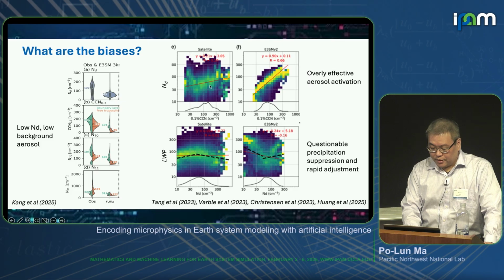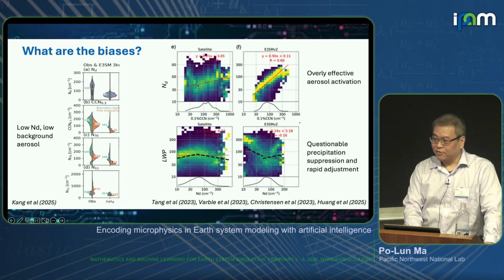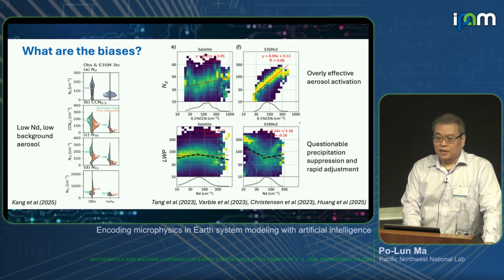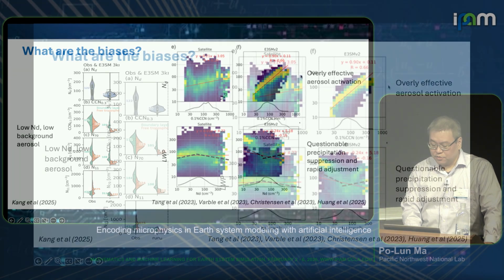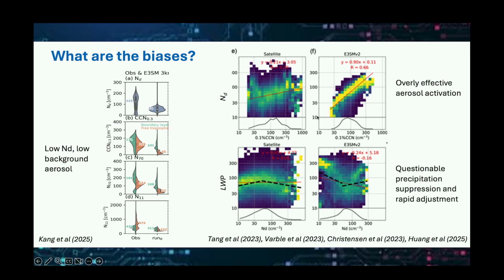And another problem here is that in the past several years, we've done a lot of research trying to understand the aerosol-cloud interactions, comparing the models and the observations, and trying to develop those process-oriented diagnostics. These are all things that we published in the past few years. On the top panel, you can see the joint histogram of ND and CCN. On the left is the satellite observation. On the right is the E3SM version 2 model.